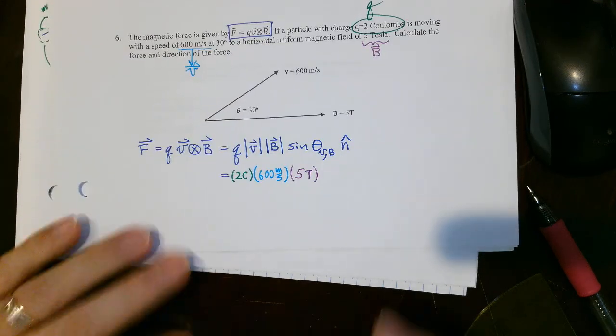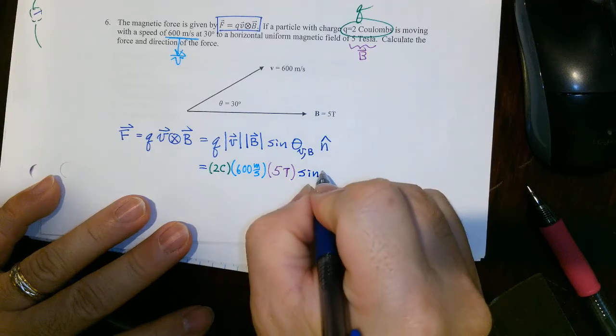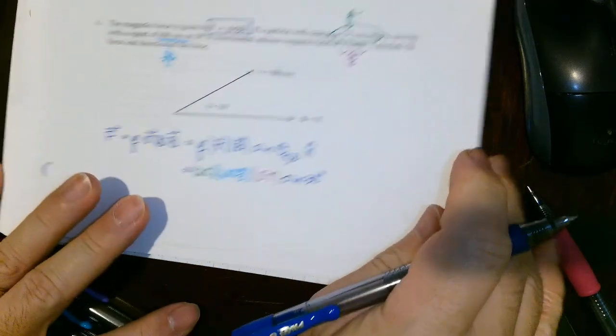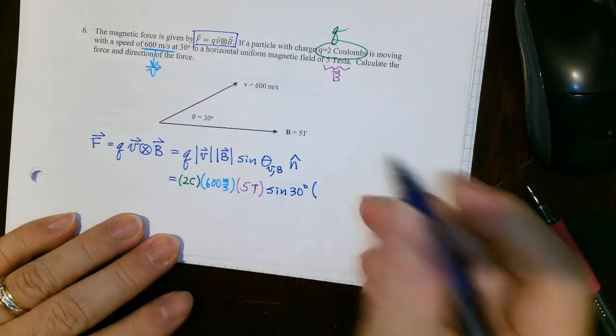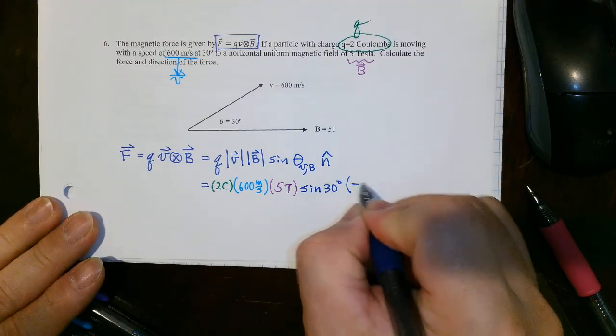All right. Now we have to multiply it by sine of 30 degrees. But what is this n hat? Which direction is my force when I use the cross product of V cross B? Umar? Negative z, into the page. Very good.